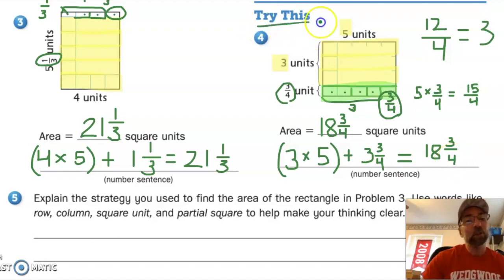Now this is a try this problem. It's not easy. So if you weren't that successful at it, that's okay, because in the upcoming lessons, we are going to get a lot better at solving problems like that.